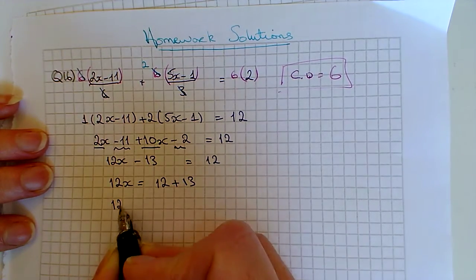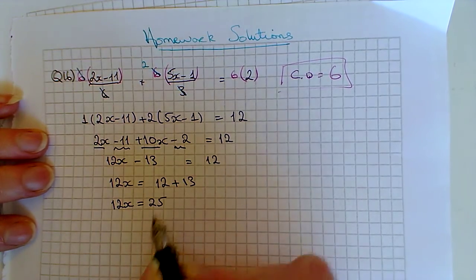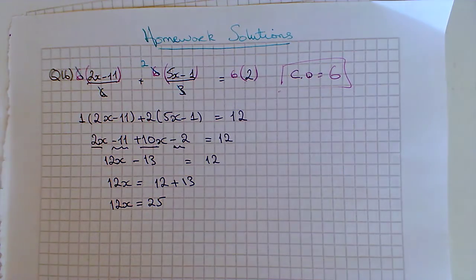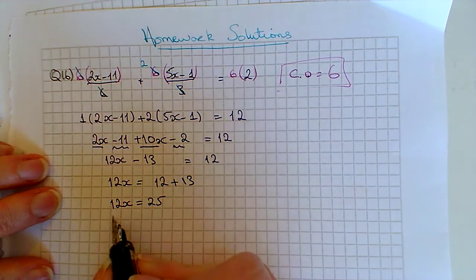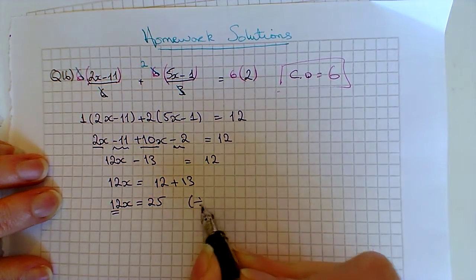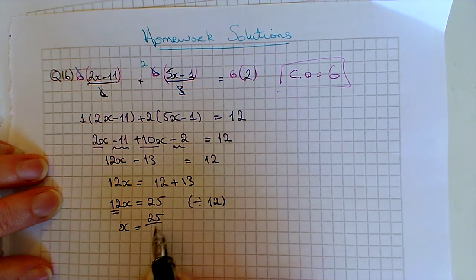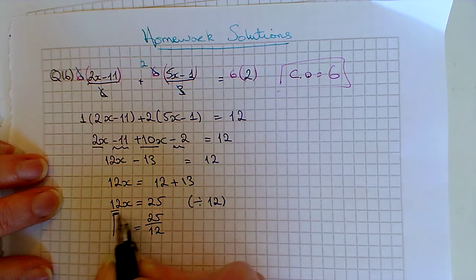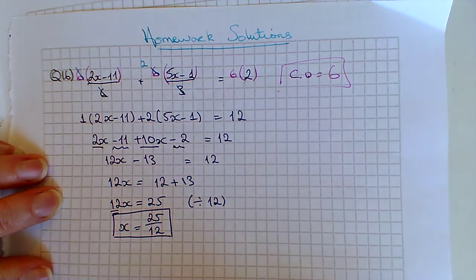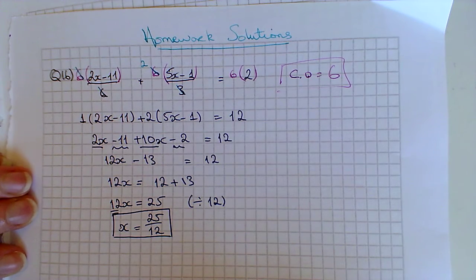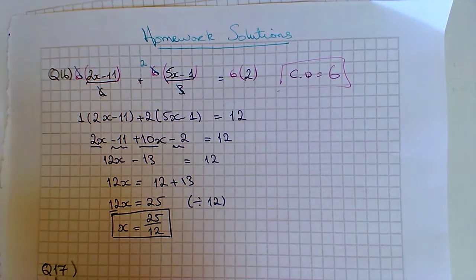So 12x is equal to 25, and the final step is to divide across by the number in front. So I'm dividing across by 12. x is equal to 25 divided by 12. And you can leave it like that, or you can change it to a decimal. Okay, we move straight on to question 17.